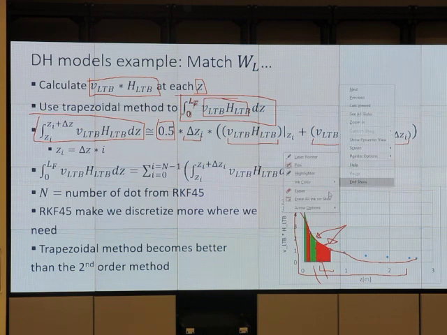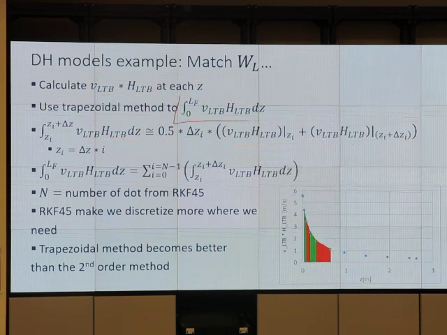Basically, after I do everything, I get that, and that is part of the mass balance. The bonus here is that if I use RKF45, my trapezoidal method is actually better than a second order method.